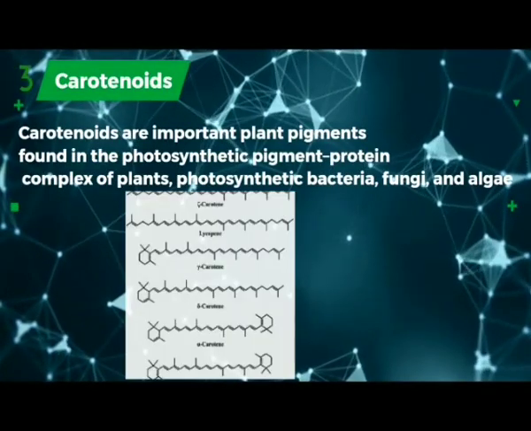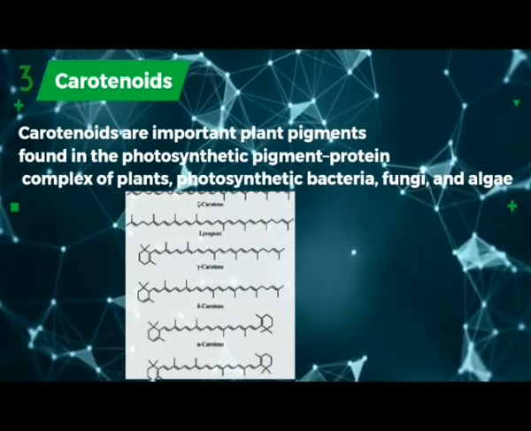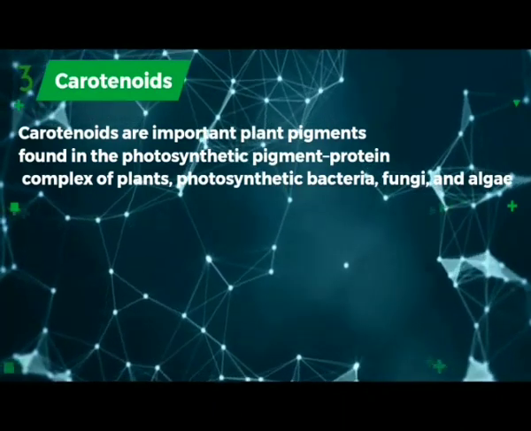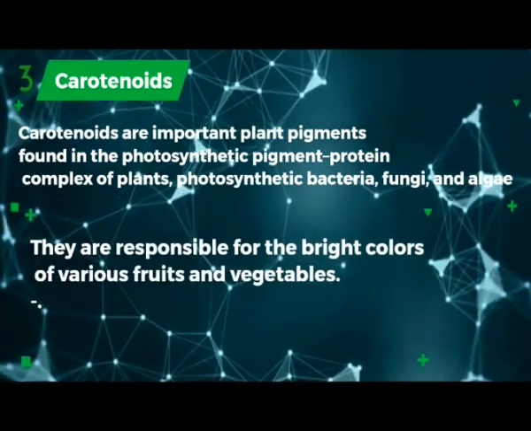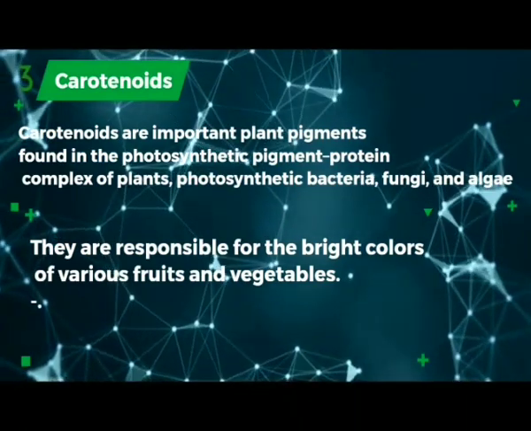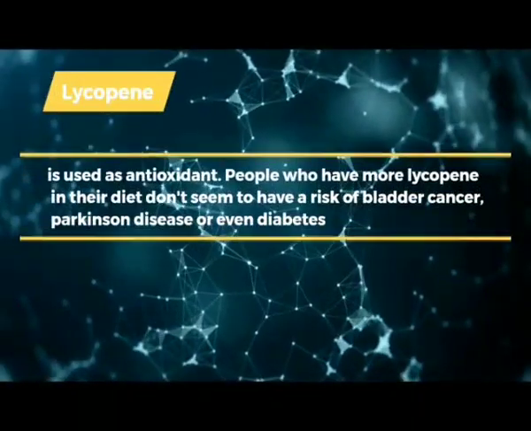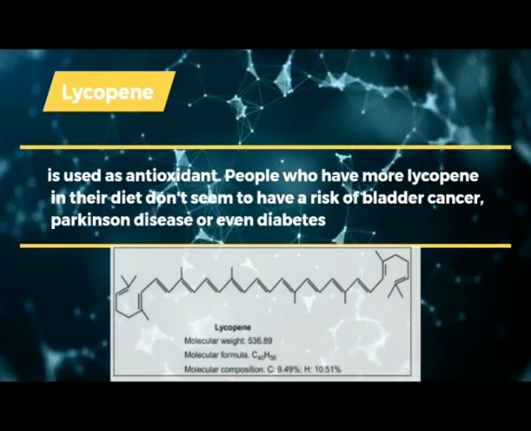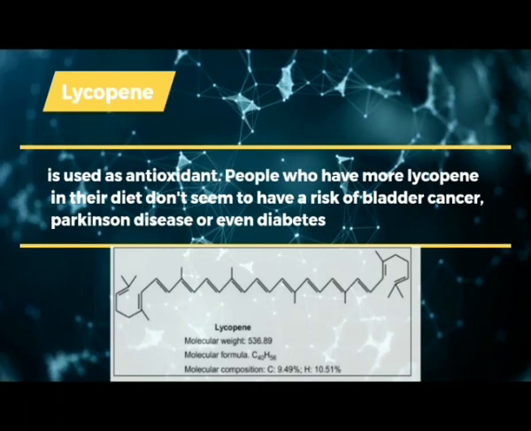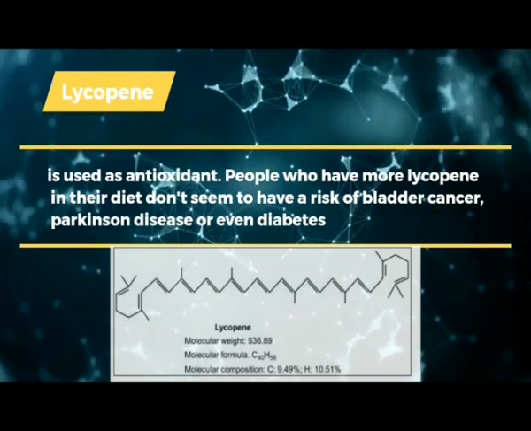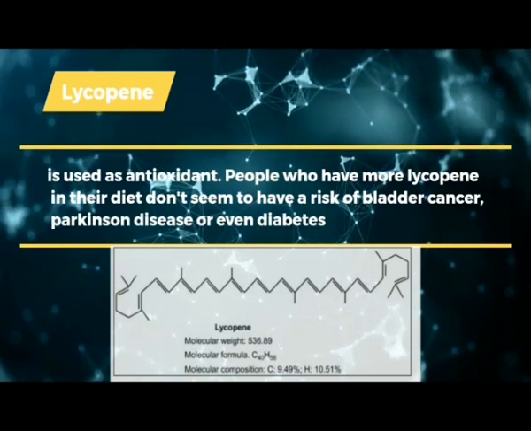Carotenoids. Carotenoids are important plant pigments found in the photosynthetic pigment-protein complex of plants, photosynthetic bacteria, fungi, and algae. They are responsible for the bright colors of various fruits and vegetables. Lycopene is used as an antioxidant. People who have more lycopene in their diet don't seem to have a risk of bladder cancer, Parkinson's disease, or even diabetes.